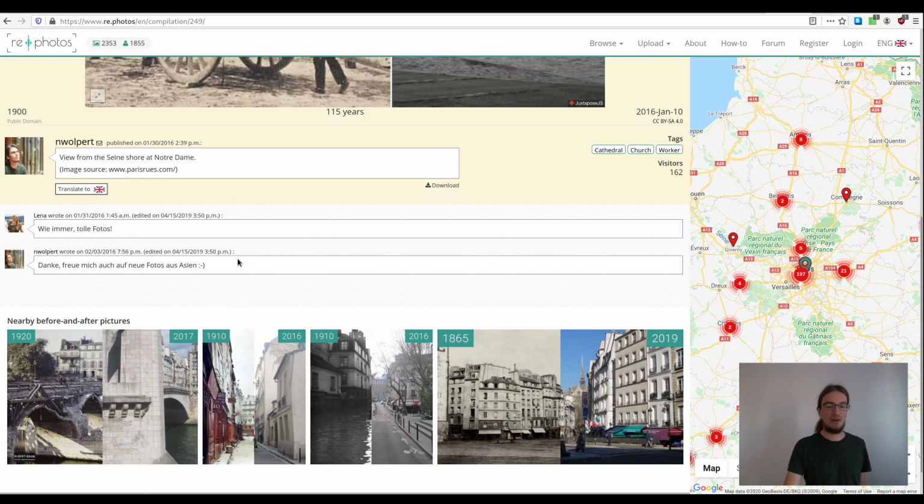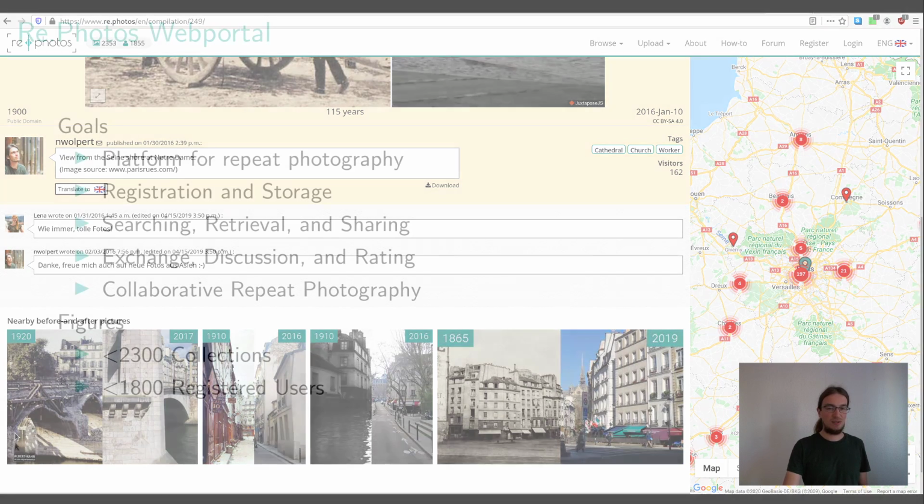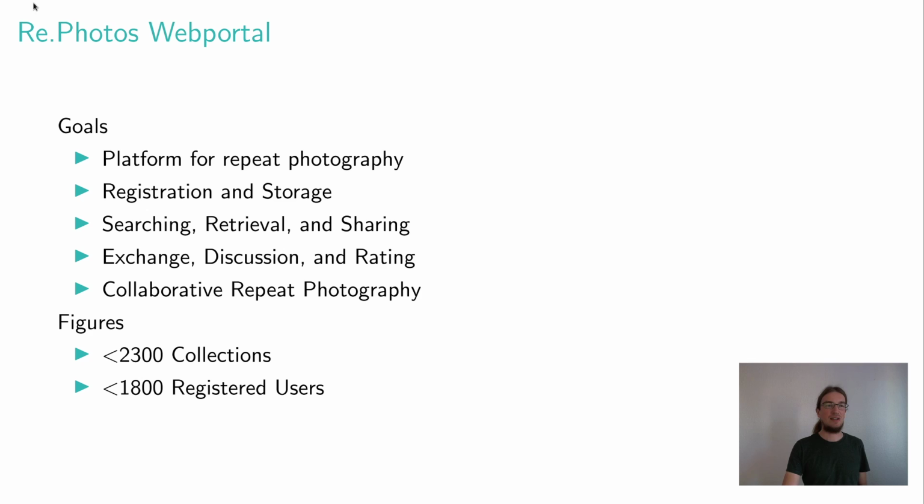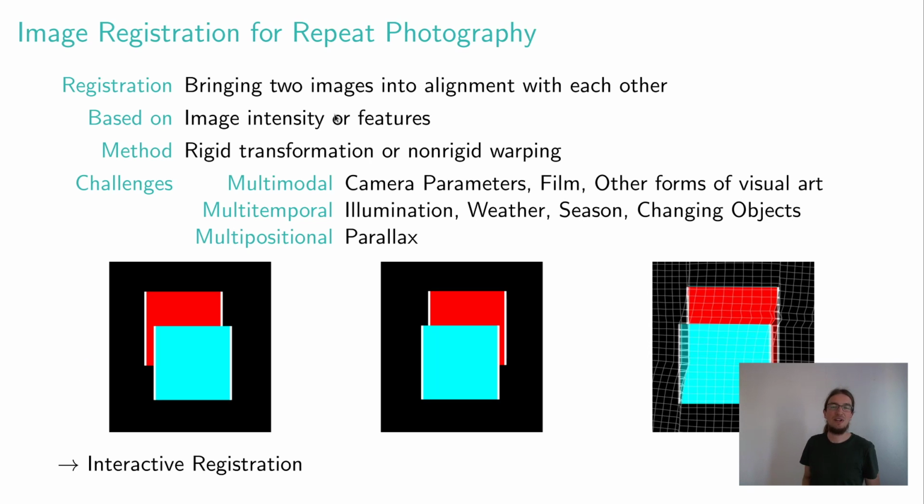So this is our web portal, but before we can have a look at these images or present them in this way, these images need to be registered. What does image registration mean? Image registration means that we want to align two images such that the same objects are located at the same pixel locations in the old image as well as in the new image.